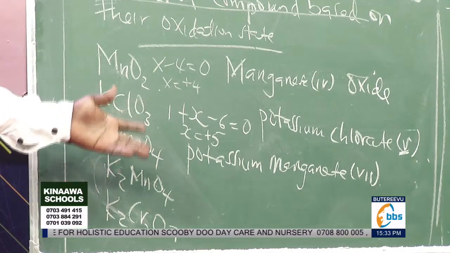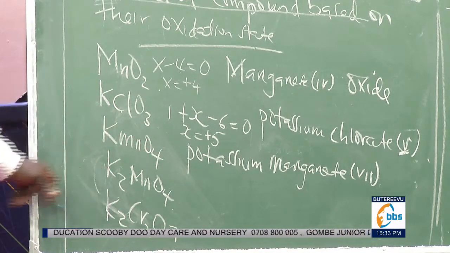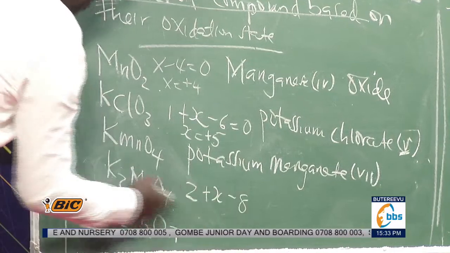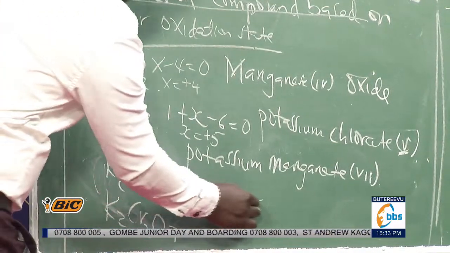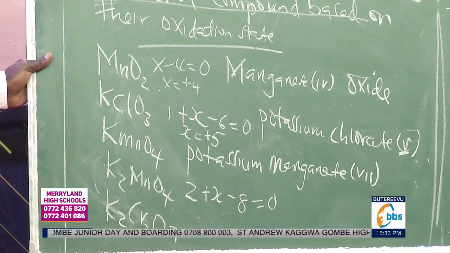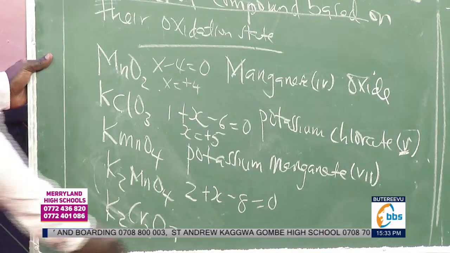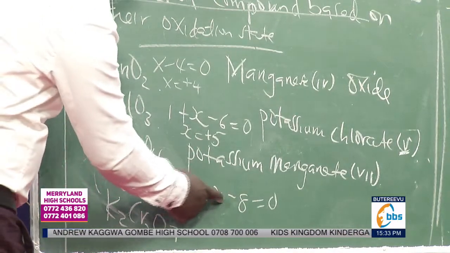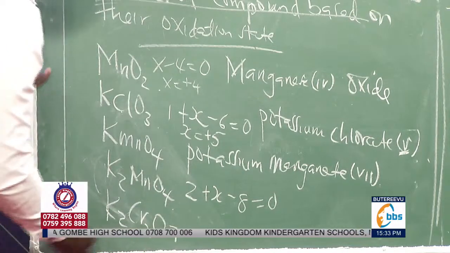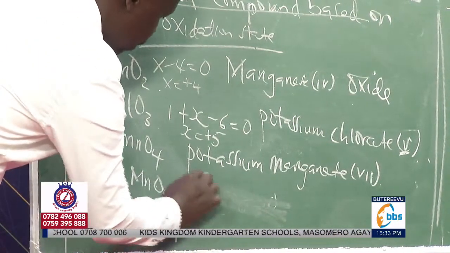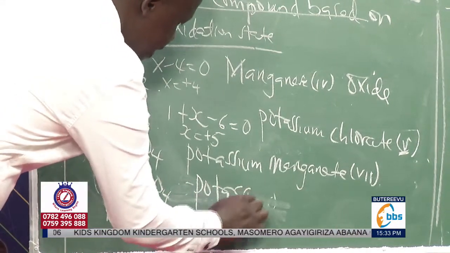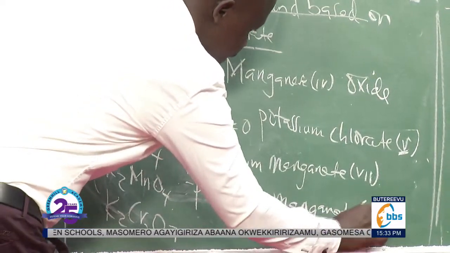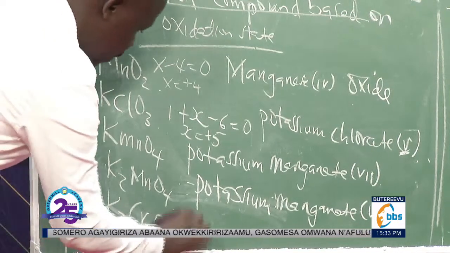Now this one you can first calculate. Potassium is a metal, that's positive 2. Positive 2 plus X here minus 8. Does it have any charge? No charge. Equate to 0. So X equals to positive 6. That's minus 8 plus 2 is minus 6. X minus 6 equals to 0. That's positive 6. So this compound is called potassium manganate 6.